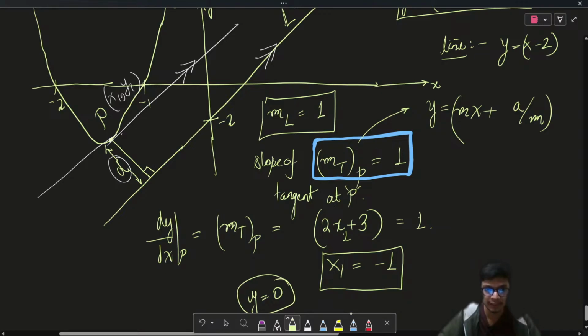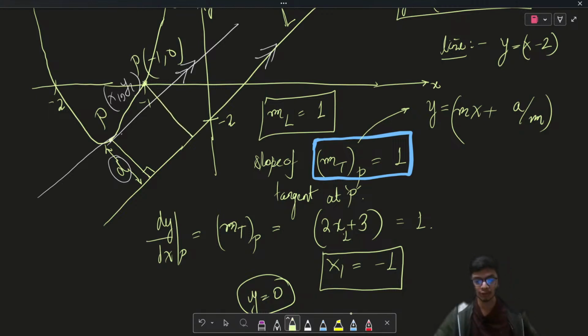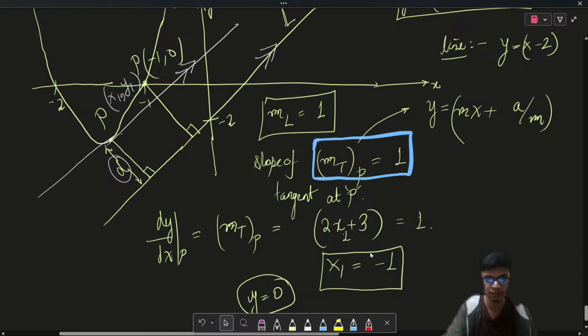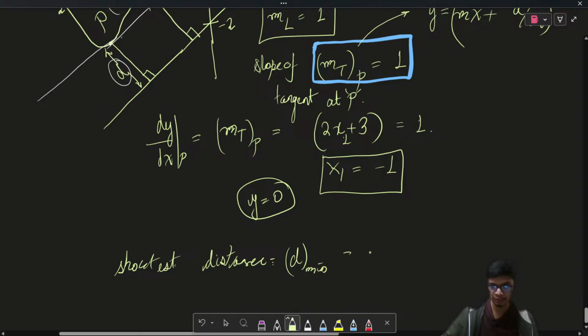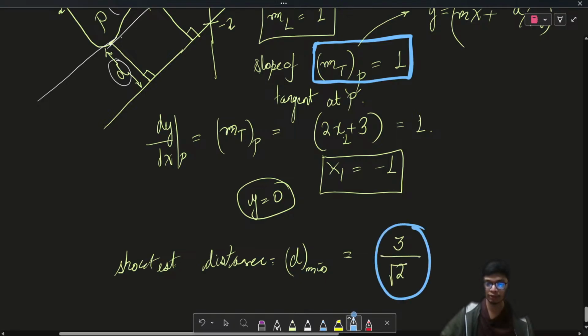So therefore this point P is minus 1 comma 0, right? Therefore the minimum distance of this parabola from the line is going to be this particular perpendicular distance. If I try to find this perpendicular distance, which will be the shortest distance, so the shortest distance is going to be d minimum, which is the perpendicular distance of this point P on this line, which will turn out to be 3 upon root 2, right? So if you solve it, it is going to come out as 3 upon root 2 units.